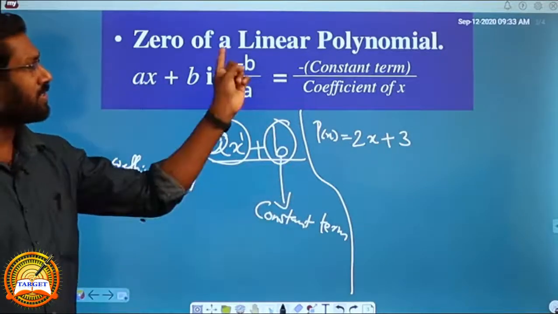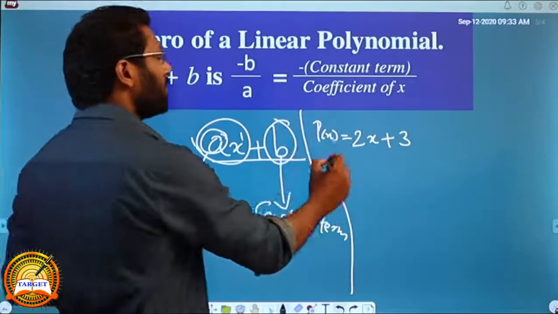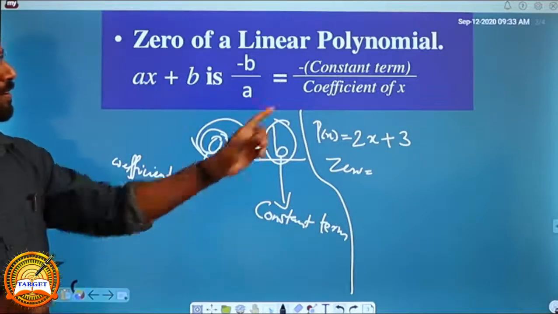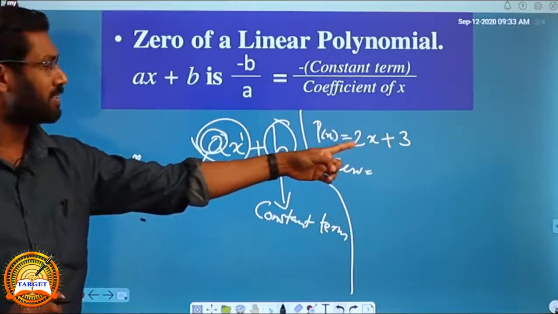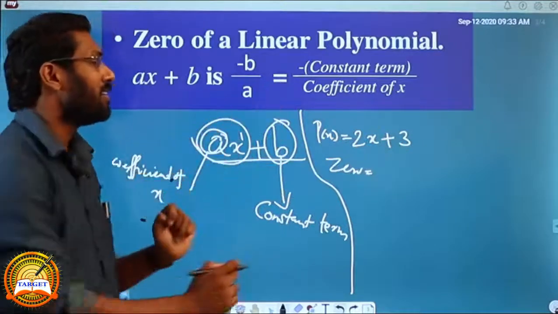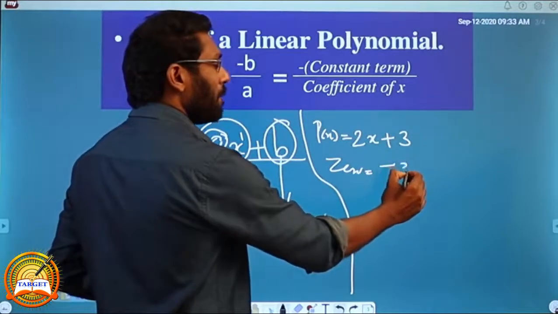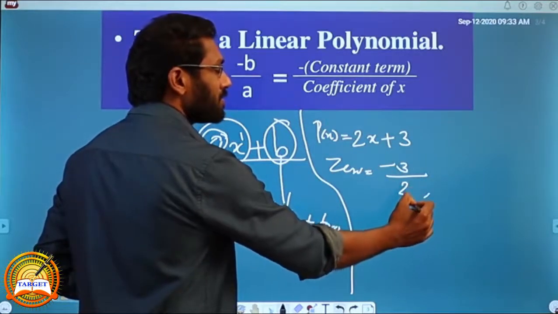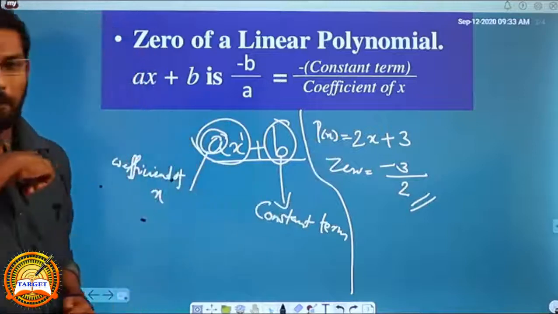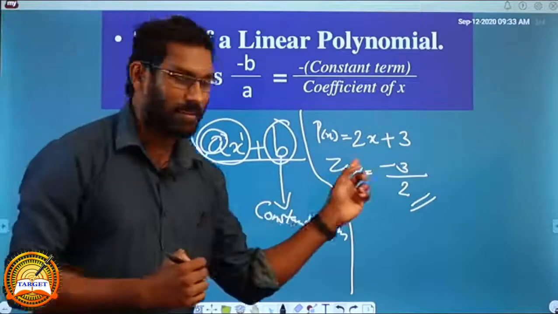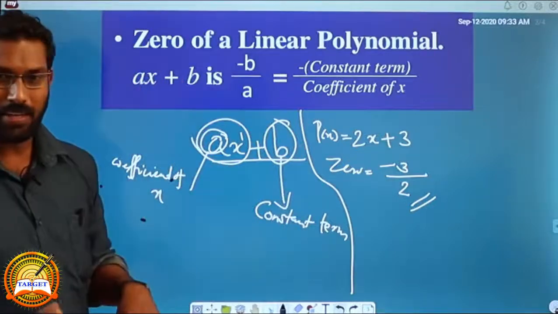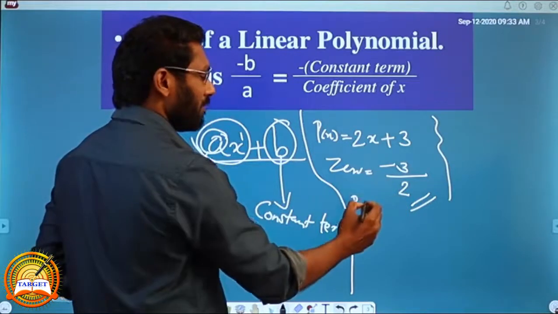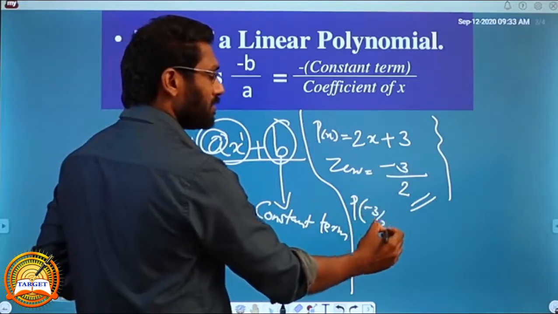So then by using this definition, we can find its zero. What will be the zero of this polynomial? Its zero will be the negative of the constant term by the coefficient of x. What is the negative of the constant term? Which is the constant term here? 3. So the negative of the constant term is minus 3 divided by the coefficient of x. What is it? 2. So the zero of this polynomial is minus 3 by 2. Let's check whether it is the zero of this polynomial. Can we check? Yes, we can check this by giving this value to the variable. So p of minus 3 by 2.